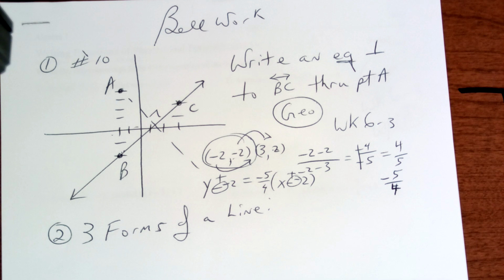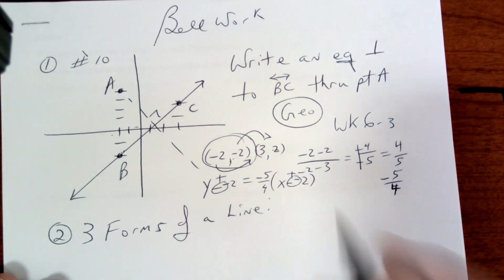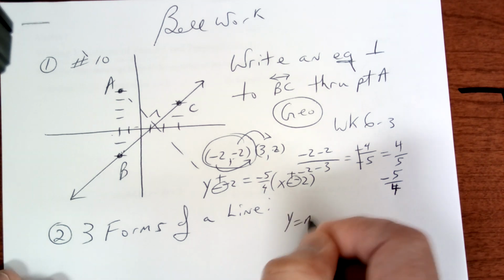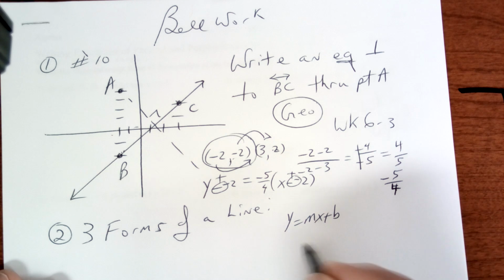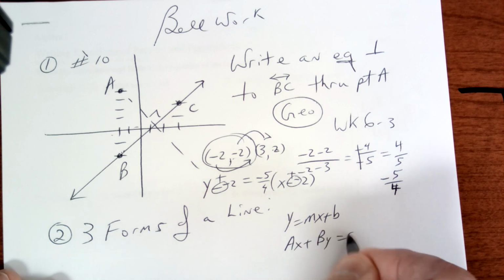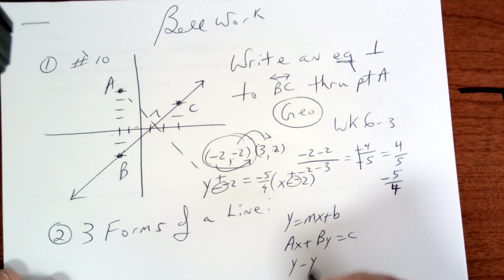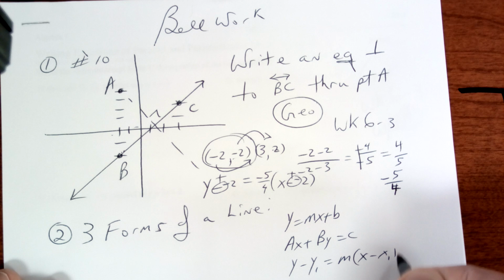There are three forms of a line. One is slope-intercept. One is standard form. And one is point slope. Copy these down and memorize them.